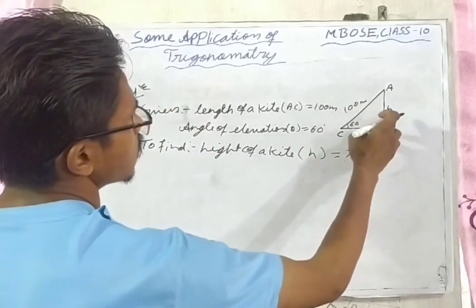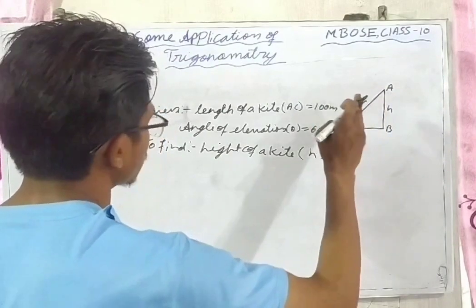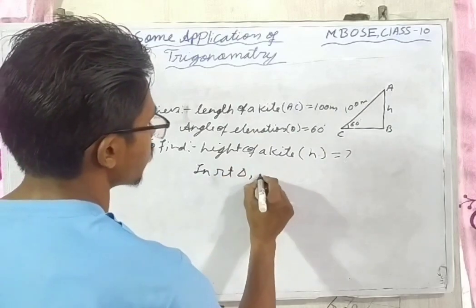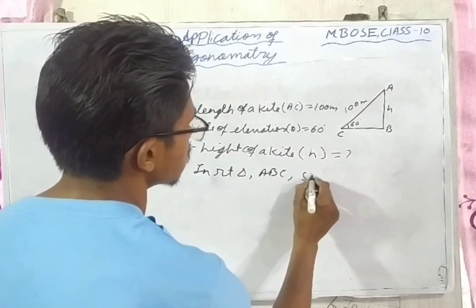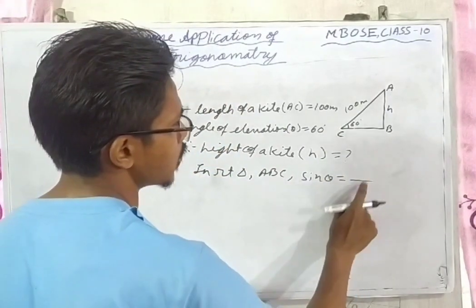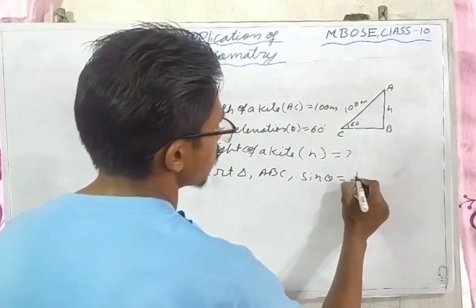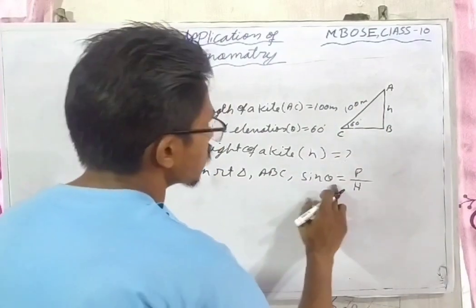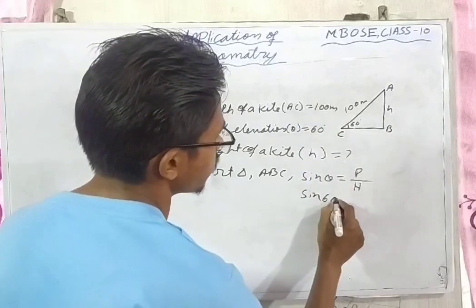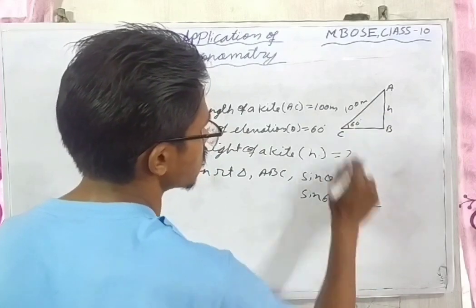Now here we have to find this perpendicular, and the hypotenuse is already given, so sin theta we can use here. In right triangle ABC, sin theta we can use, because the formula of sin theta is perpendicular by hypotenuse. So sin theta, theta is given, 60 degrees, and the perpendicular is H, and the hypotenuse is 100 meters.